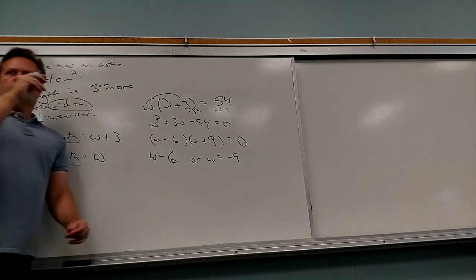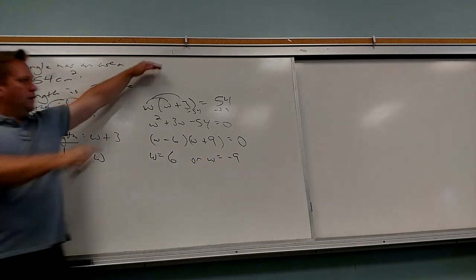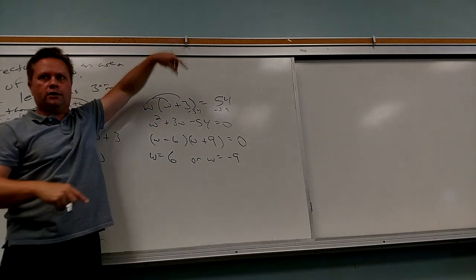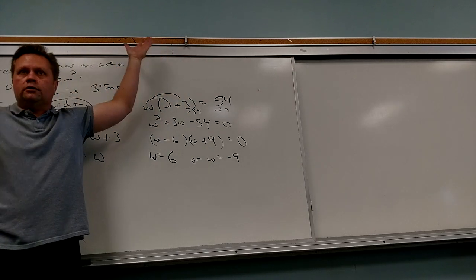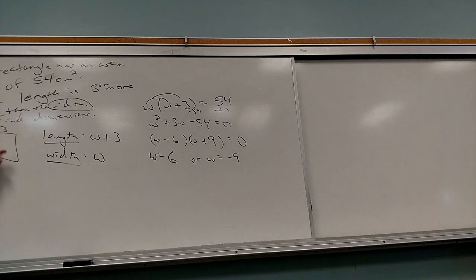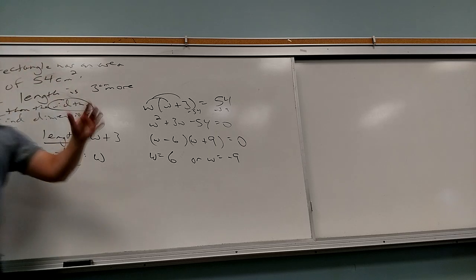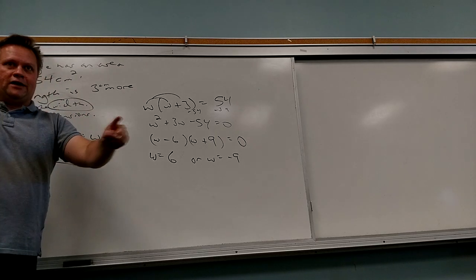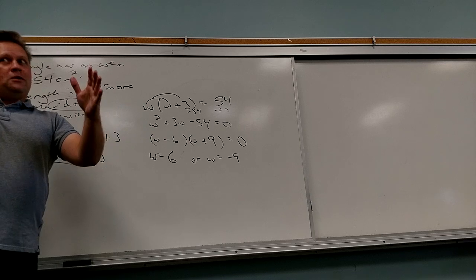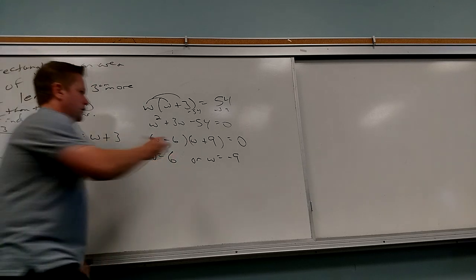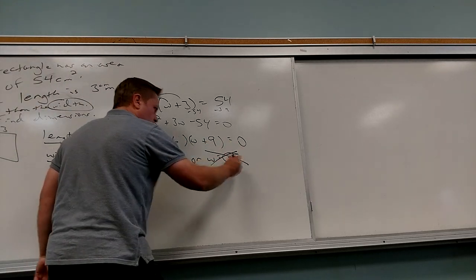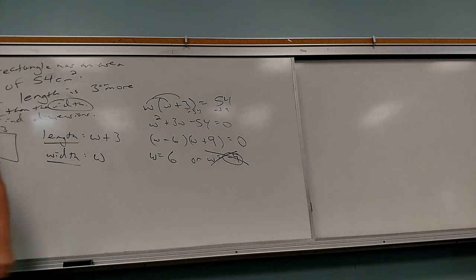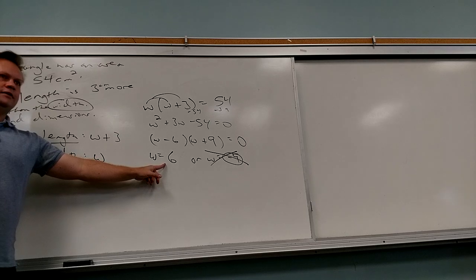Now, if this is a question about what numbers make this equation work, those are both good. They're both numbers. But this is a question about a rectangle and the length and width of it, so of course I throw out negative 9. If you can bring me a rectangle that has a negative 9 width, that'll freak me out, but then I'll let you keep that answer. So this is true mathematically, it just isn't true physically. Right? So the width is 6, am I done?